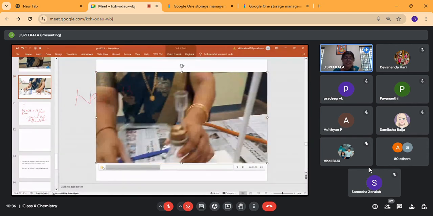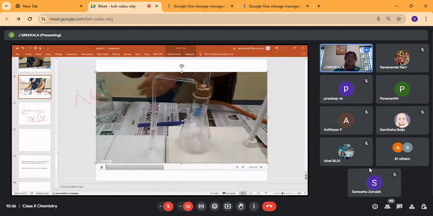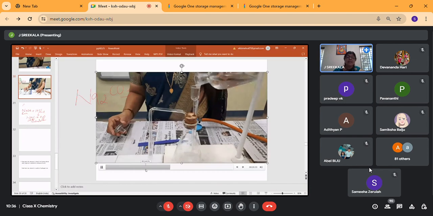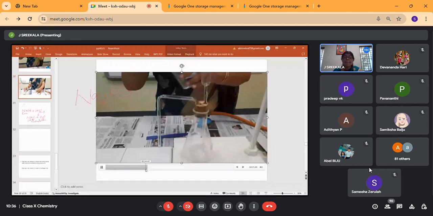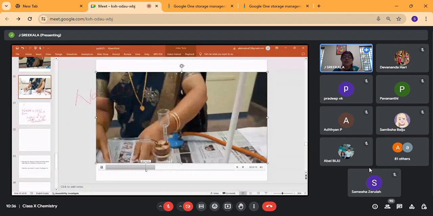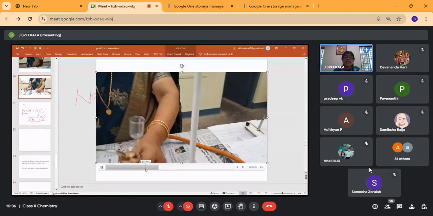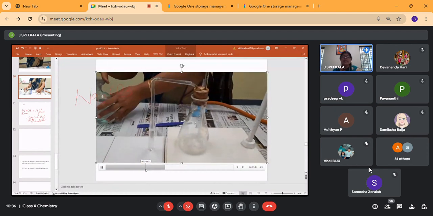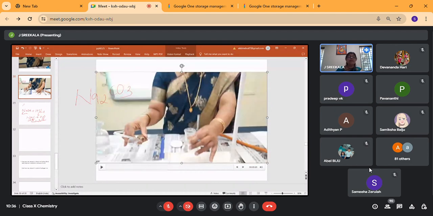What is lime water? You tell me, what is lime water? Lime water is a dilute solution of calcium hydroxide. Okay, I'll show that reaction. So it is calcium hydroxide.